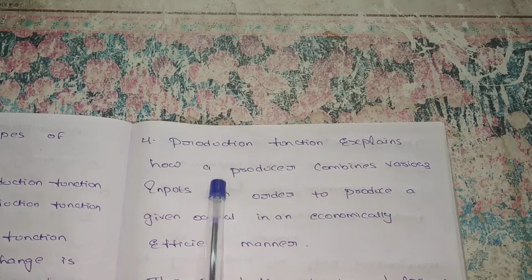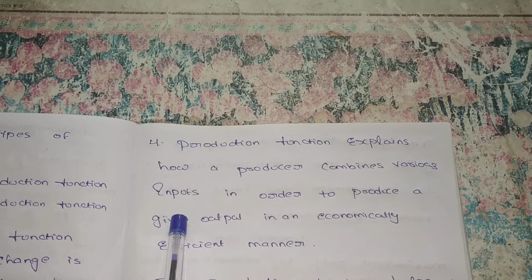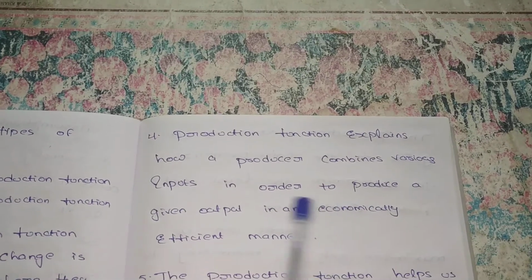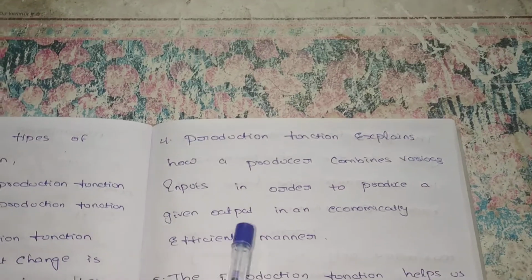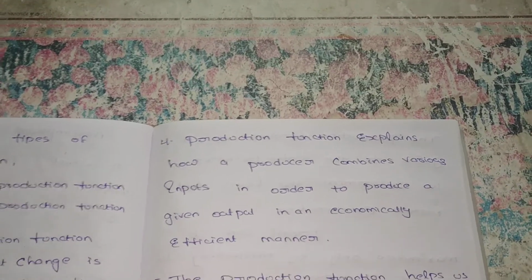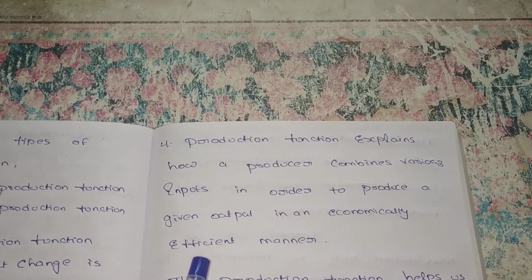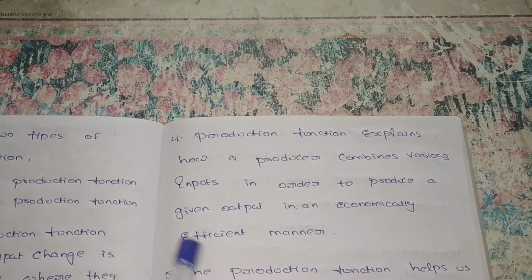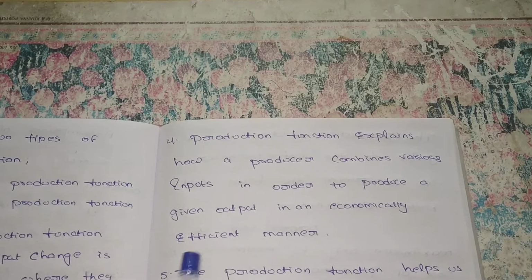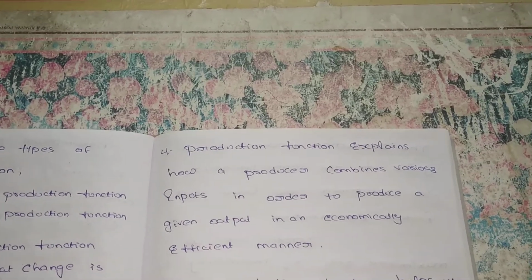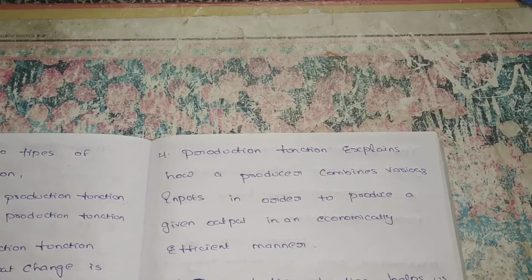Next, production function explains how a producer combines various inputs in order to produce an output in an economically efficient manner. Production function also explains what the combination of inputs is. Suppose I want to give 10,000 money for 4 laborers. So there is a combination of capital and labor. How much does he want to take? What is the combination of inputs? Means land, labor, capital, entrepreneur, whatever inputs he takes.